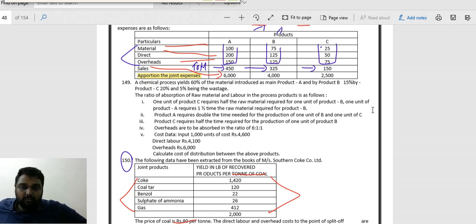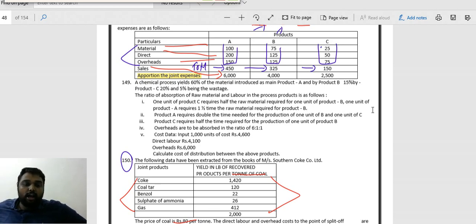A chemical process yields 60% of main product A, 15% of B, and 20% of C. Wastage is fine. The ratio of absorption of raw material and labor is given in the question itself. 1 unit of C requires half the raw material required for 1 unit of B. 1 unit of A requires 1.5 times the raw material required for B. Product A requires double the time needed for the production of 1 unit of B and 1 unit of C. Product C requires half the time required for 1 unit of B.